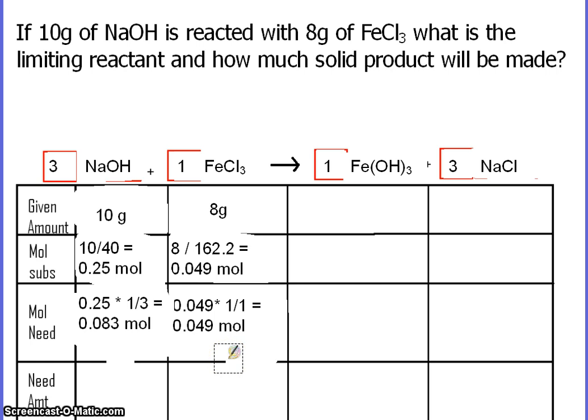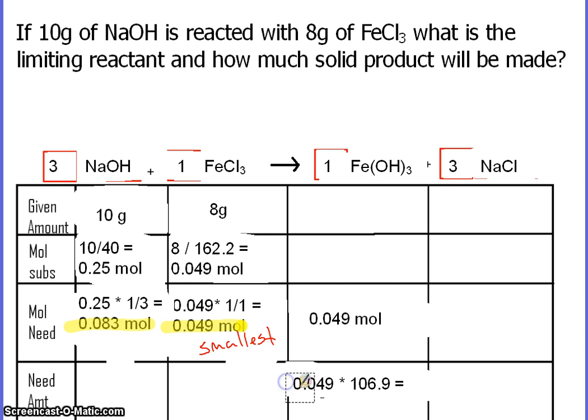Take my moles of iron chloride here, and it's a 1-to-1 ratio, so it's the same number of moles. Now again, I'm going to compare the moles that I can make. So I compare 0.083 to 0.049. 0.049 is the smallest number of moles, so that's what I'm going to continue on with, saying that I'll make 0.049 of iron hydroxide, and then I turn it into grams by multiplying that by its molar mass to get what I can make.